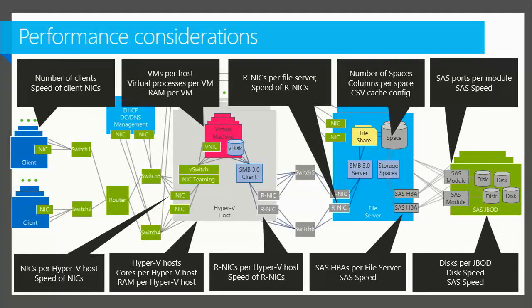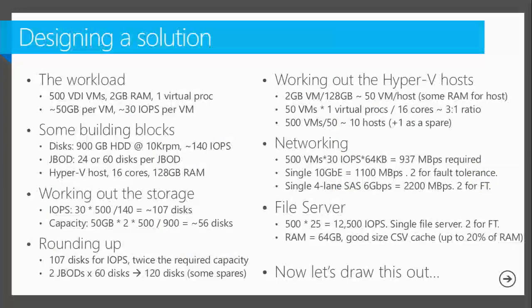Okay, that's a lot to take, but that should be a day in the office for anyone planning a private cloud solution, right? Let's try to make it a little bit more real. Let's say you are tasked with creating an infrastructure to run 500 VDI VMs, and each VM has 2 gigs of RAM and 1 virtual proc.